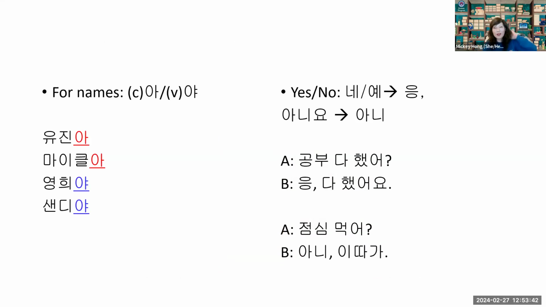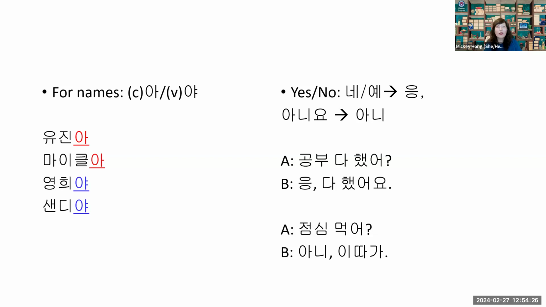And often when you're calling your friends, if the first name ends in a consonant, it would be 아, and if it ends in a vowel, it would be 야. Like 유진아, 마이클아, 영희야, Sandy야. It's like, hey Eugene, hey Michael, Younghee. And no, you do not do this with your teacher or your parents. Anybody older, no. You can use it for somebody who's younger, or equal. This is for somebody who you have no qualms with, very casual, open.